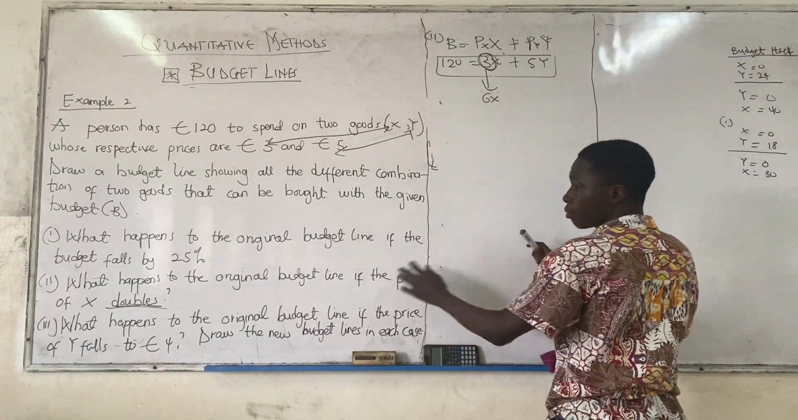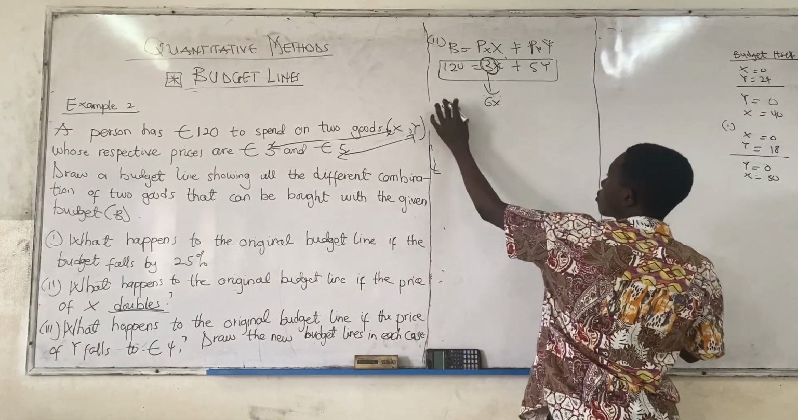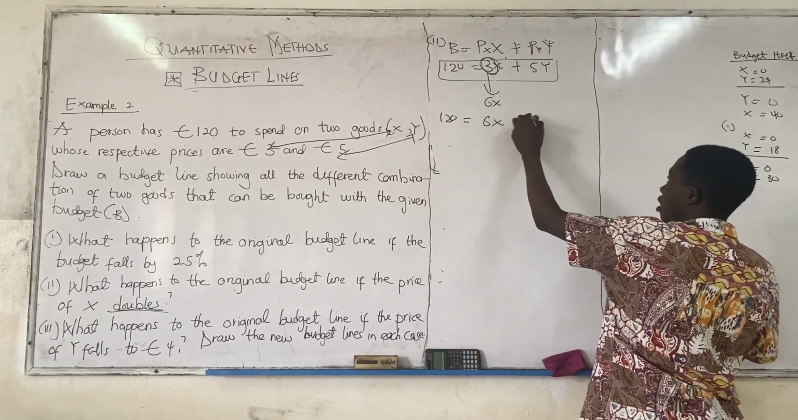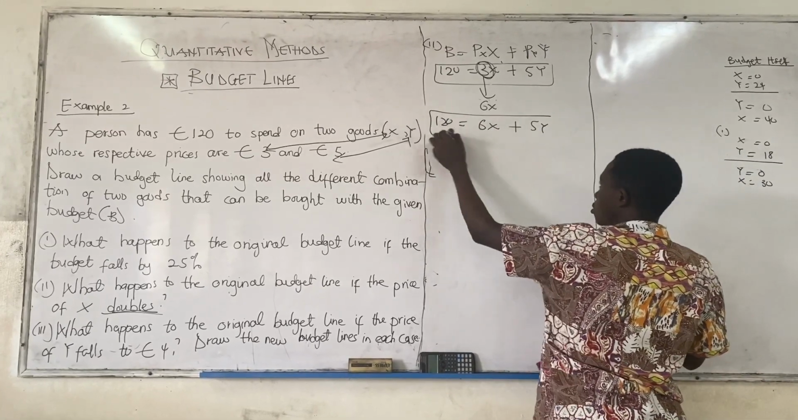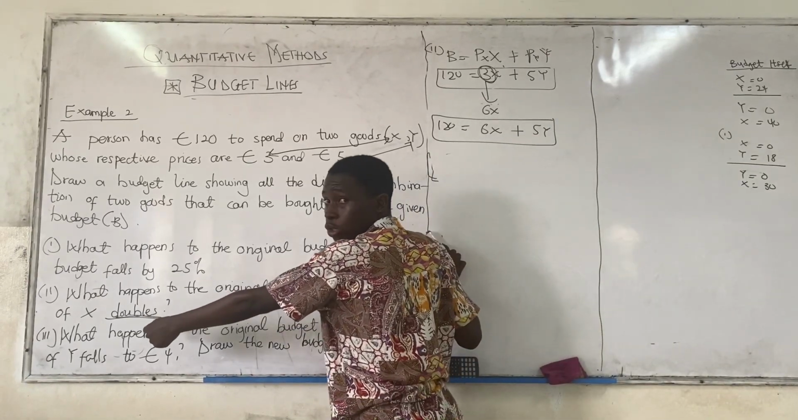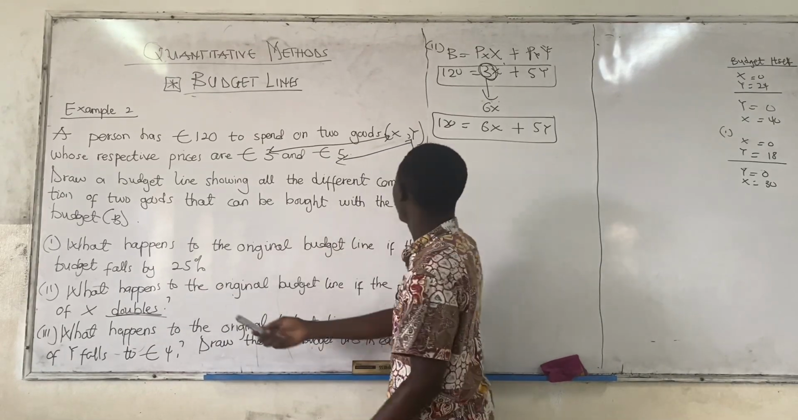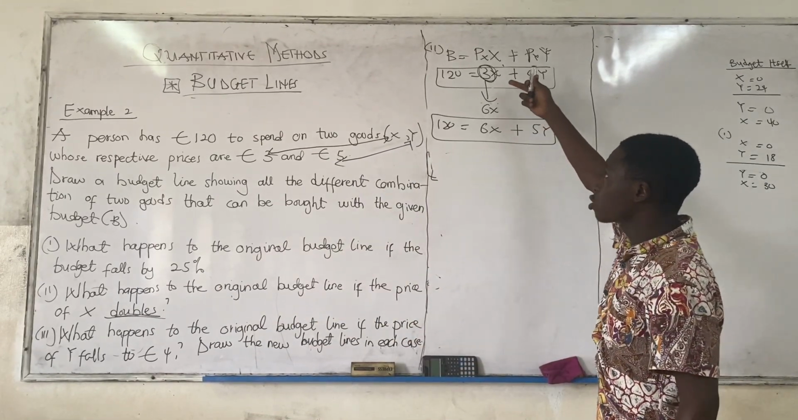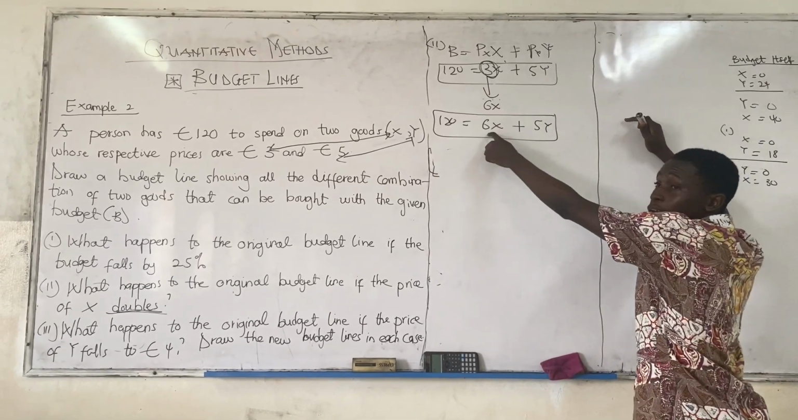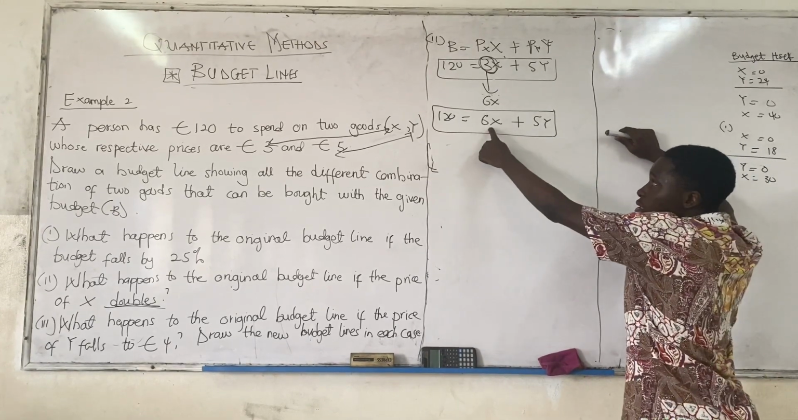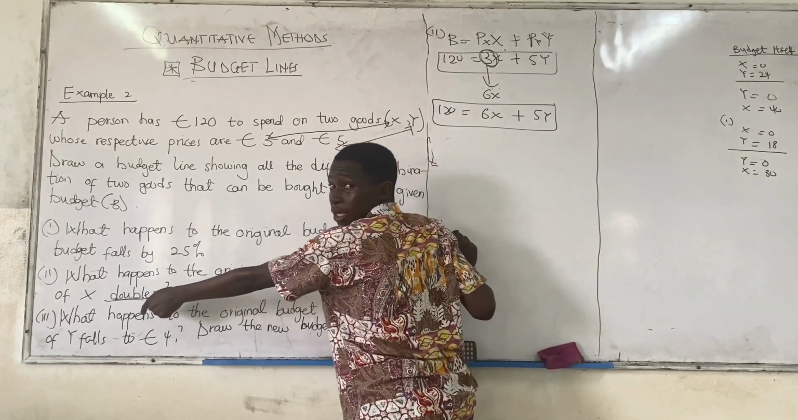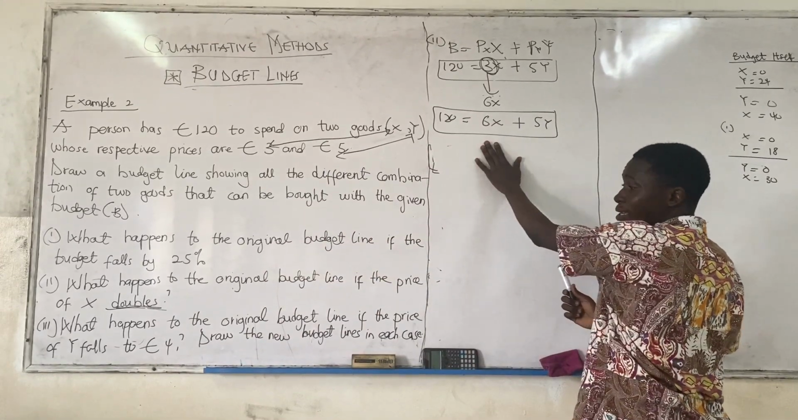So the new budget line for the equation 2 is going to be 120 is equal to 6x plus 5y. This becomes the new budget line for the II based on what they said, that x is going to double. If the 3x is going to double, meaning that 3 itself is going to be 6. 3 plus 3 gives 6. So the x side is going to change to 6, but not 3, due to the doubling. This becomes our new budget line for the II.